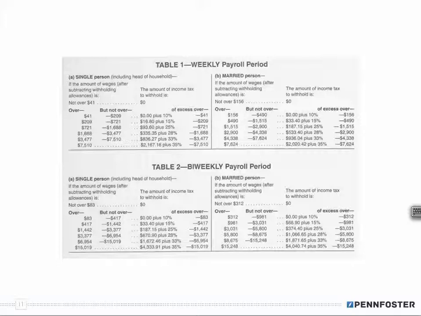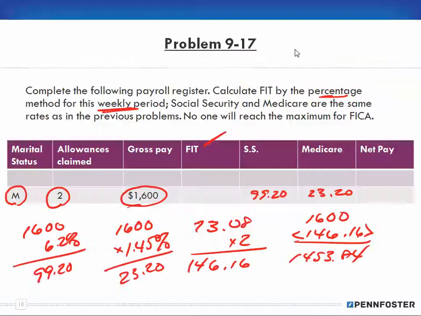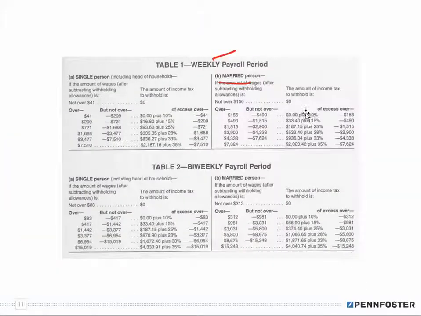Okay, so when we're looking at the chart here, our person was married, and it's a weekly payroll, and we had the 2 allowances, which brought our total down to $1,453.84, right? So we're going to look at the chart, and it says over 490, over 1515. Well, we know it's not over 1515. It's over the 490.